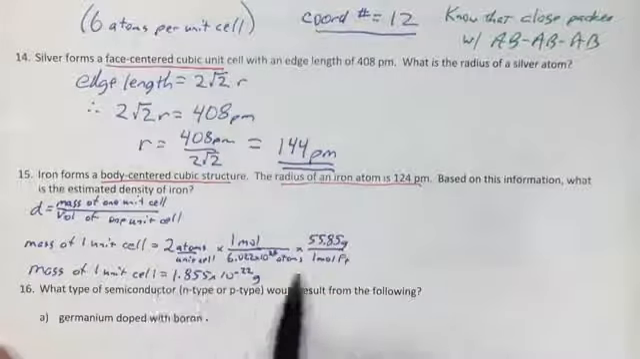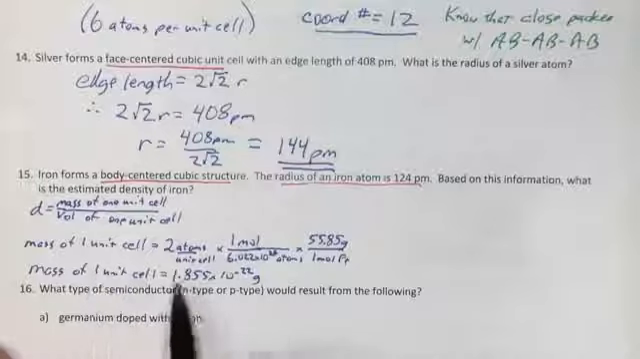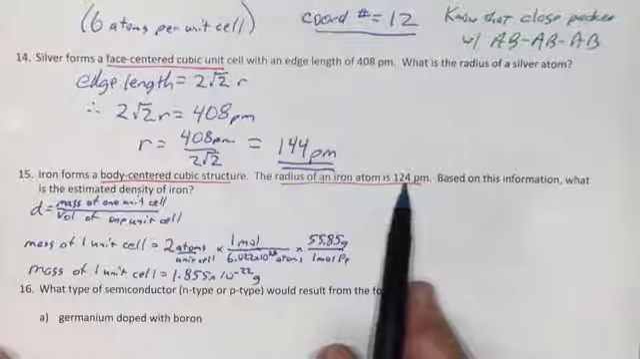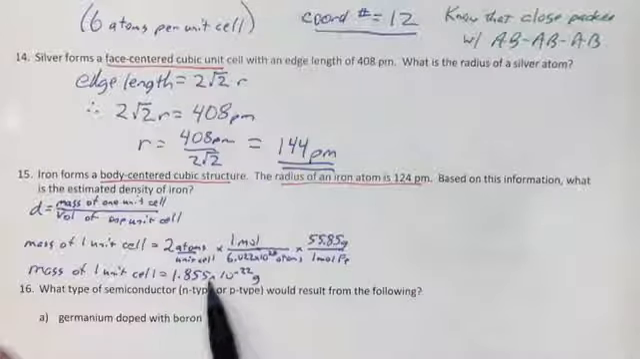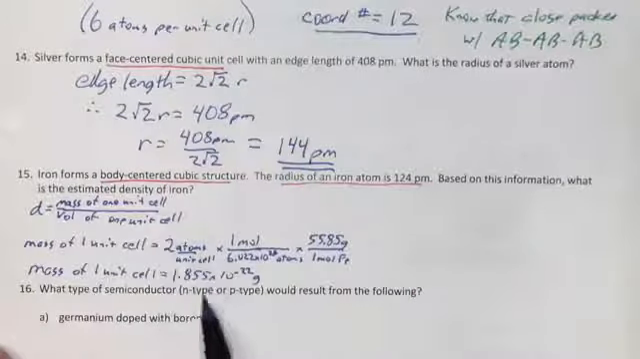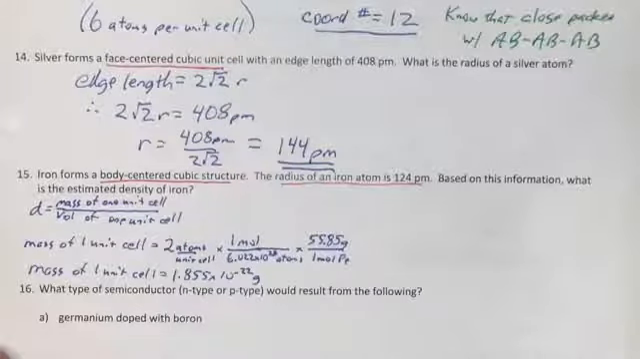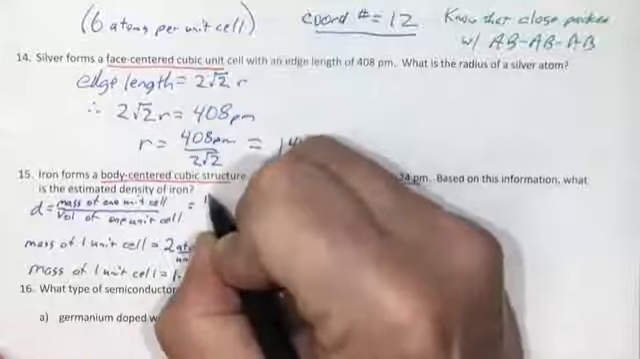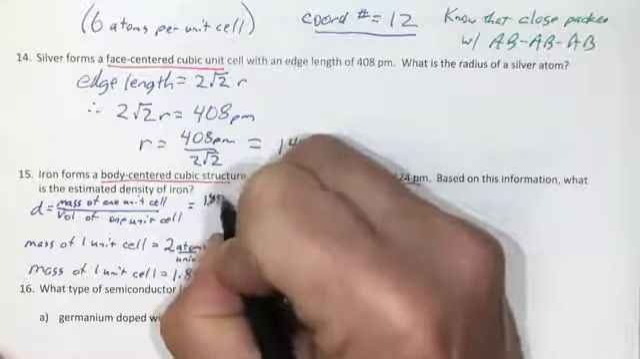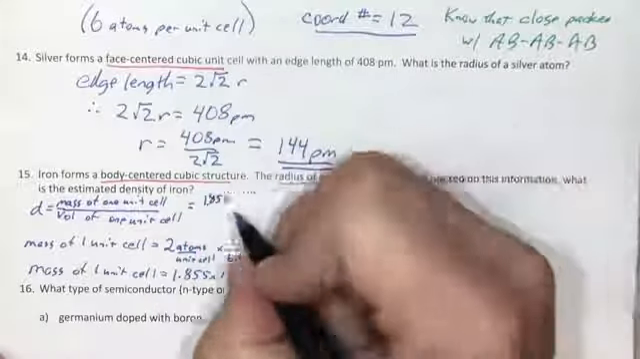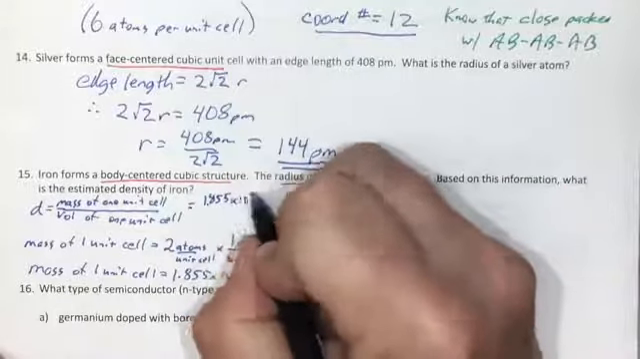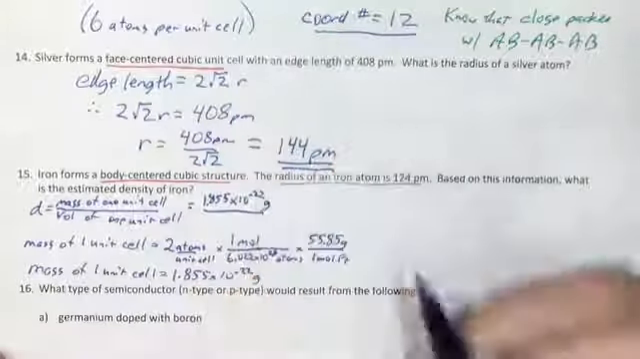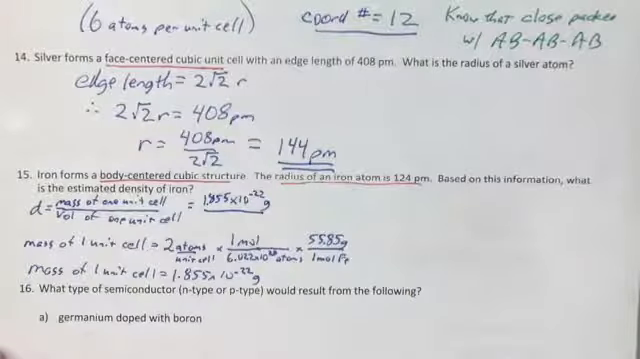Now, I only have 3 significant figures at the end of the calculation because this has 3. Everything is multiplying and dividing. I'm going to keep 4, though, on both the numerator and denominator in order to avoid round-off error. So this goes in the numerator. This is 1.855 times 10 to the negative 22 grams. Now I need to know the volume of 1 unit cell.